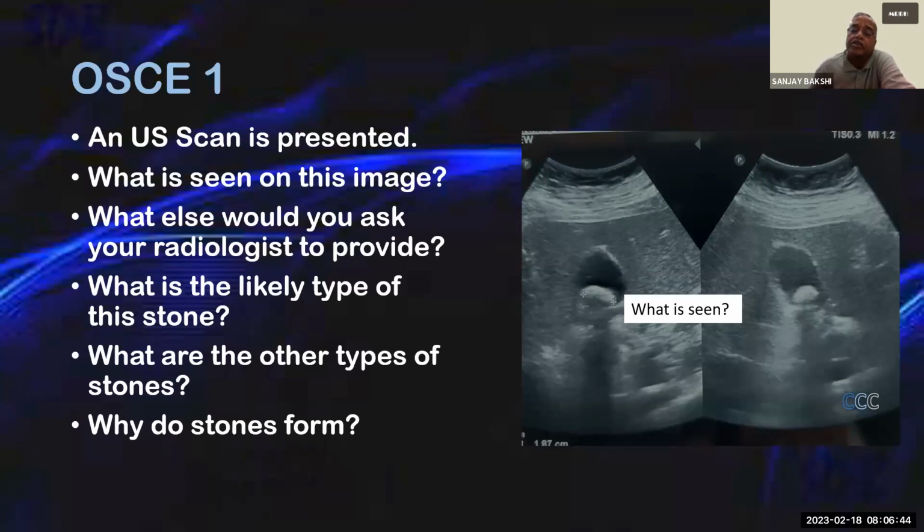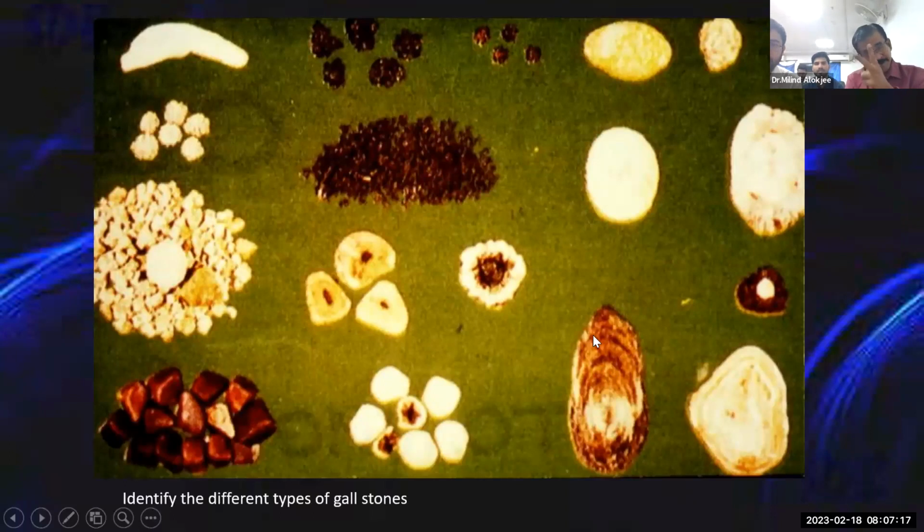What is the likely type of this stone? Looking at the stone, what is the likely type? It's a single stone with a smooth outline, so it's likely to be a cholesterol stone. Cholesterol, absolutely. So what are the other types of stones? There are three types of stones: the cholesterol stone, the mixed stones, and pigment stones. And pigment stones are two types. So I'm going to point out one. What stone is this, do you think? This on the right side?